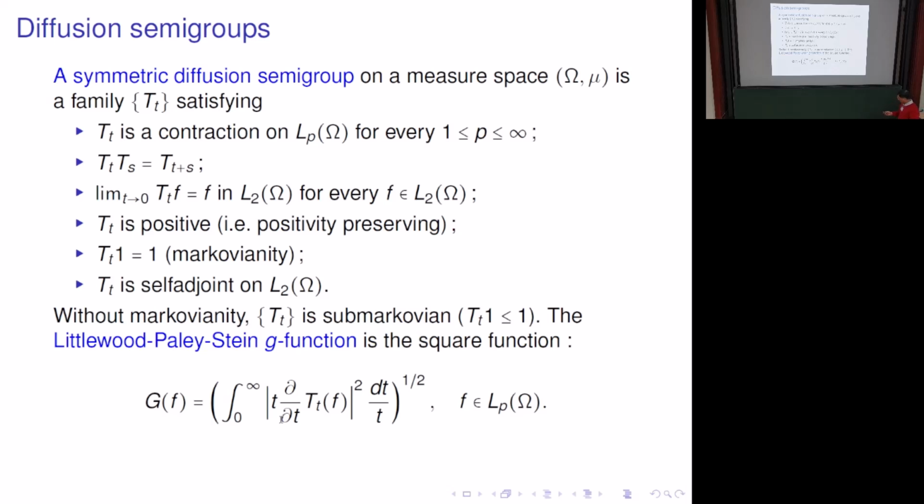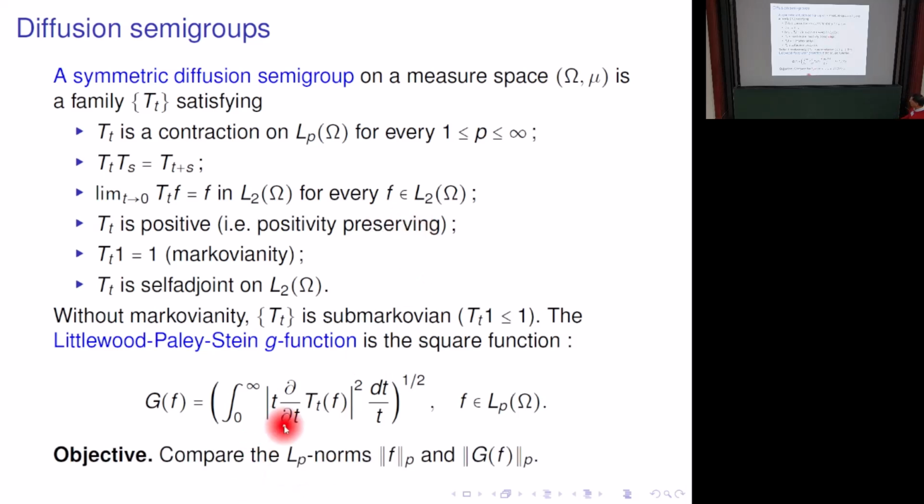Okay. So our aim is to compare the L^p norm of f and that of this square function. So this square function is in general a measurable function. We want to know how to compute the L^p norm of this square function by that of f. Okay. So this is the aim of Stein.